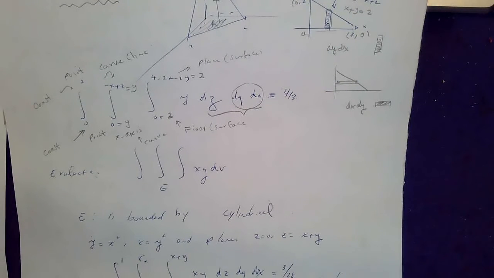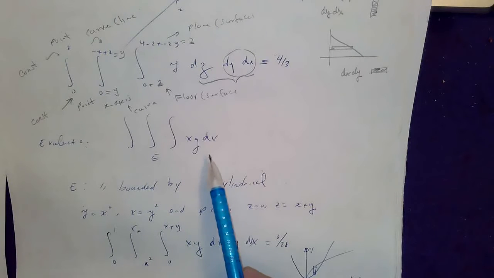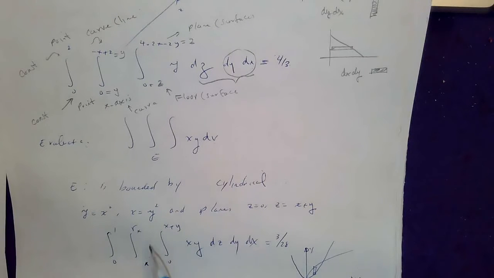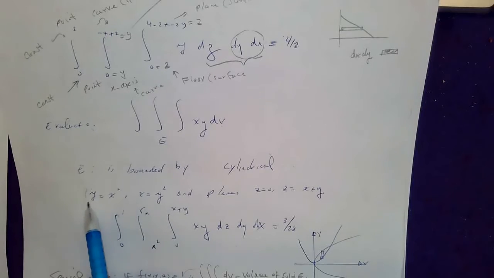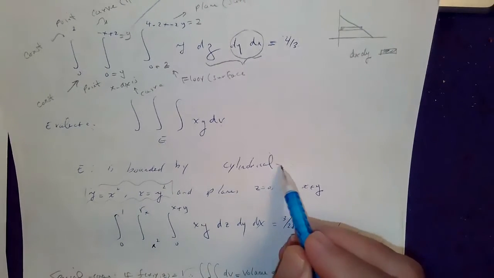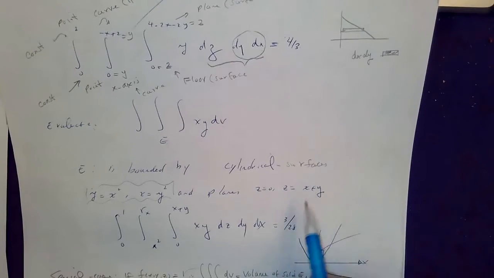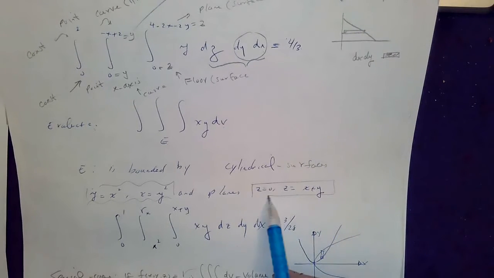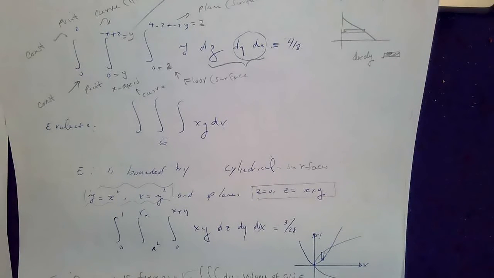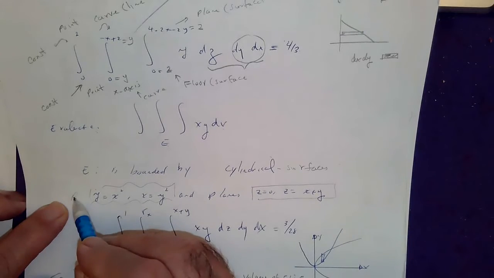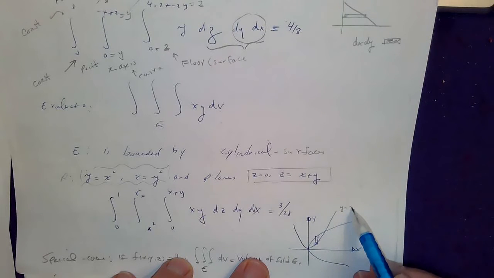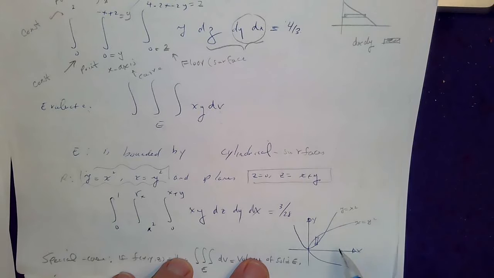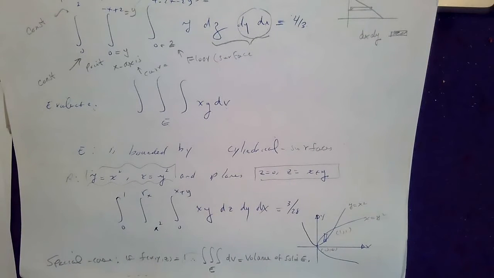All right, next one is evaluate this. Notice they didn't tell you which order to take, but E, this solid, is bounded by these cylindrical surfaces, and the planes z is equal to 1 and z is equal to x plus y. Immediately graph your region on the x and y axes. Notice y is equal to x squared is this parabola, and x is equal to y squared is that parabola, and I believe they intersect each other at 0, 0 and 1, 1.